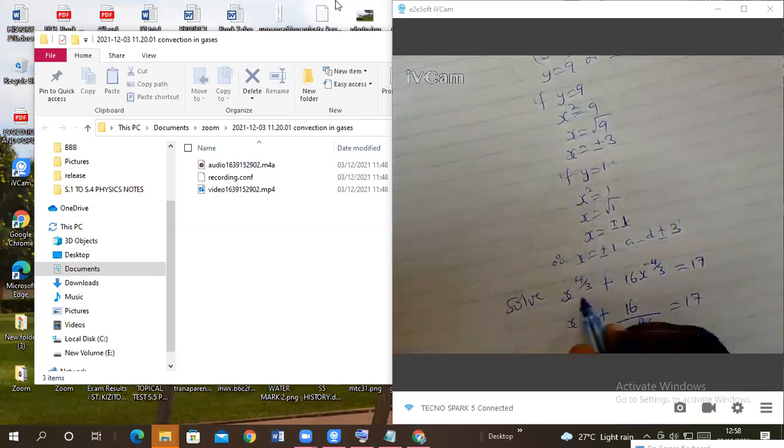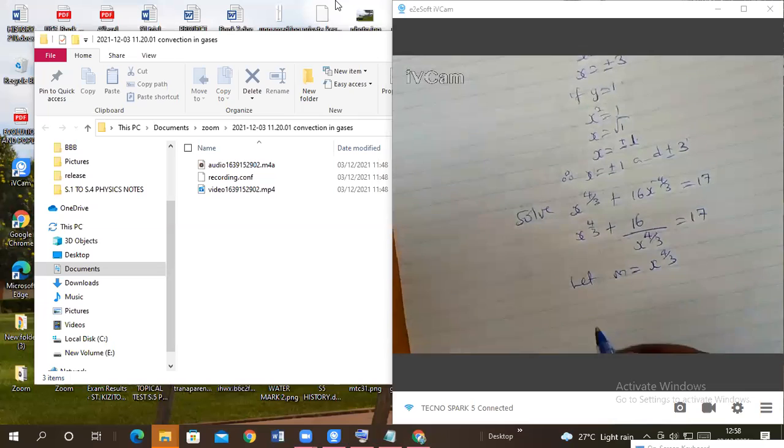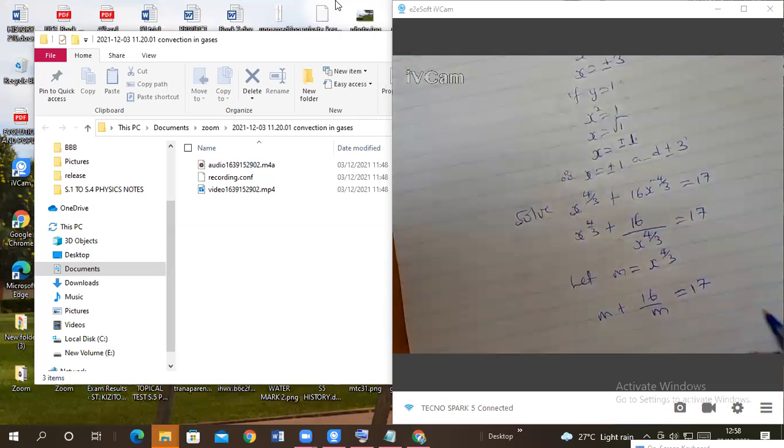So since again these are the same, you can let them stand for a particular letter. So let m stand for x to the power 4 over 3. If m is x to the power 4 over 3, it means I now have m plus 16 over m is equal to 17. Are we together?